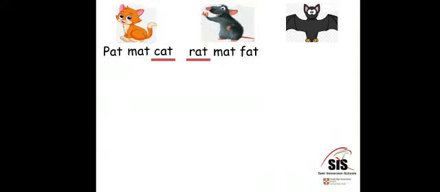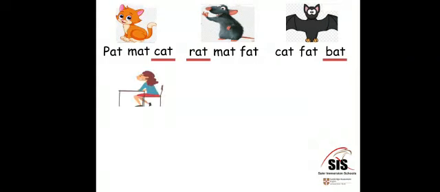We have a picture of a bat. And let's read. Cat. Fat. Bat. So, it's the third one. Bat. Next.